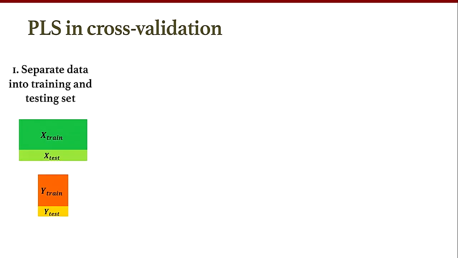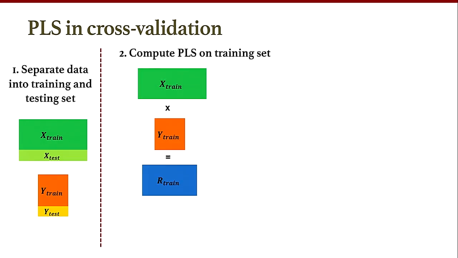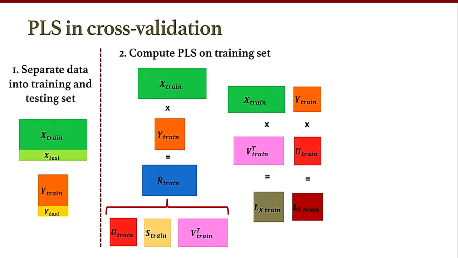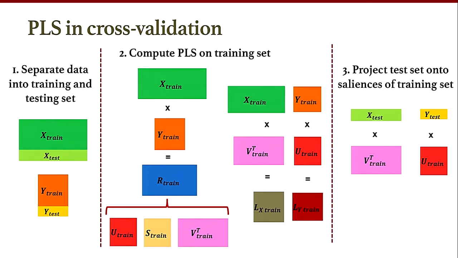And so the way you would do it is you first separate your data into a training and a testing set, so both your imaging and your behavioral data. Then you compute your PLS on the training set. You decompose your correspondence matrix, and you can compute the latent variables for your training set. And then you take your test set and you project them on the saliences of your training set that we got here to get latent variables from your testing data. And these latent variables can then be used as features for classification.